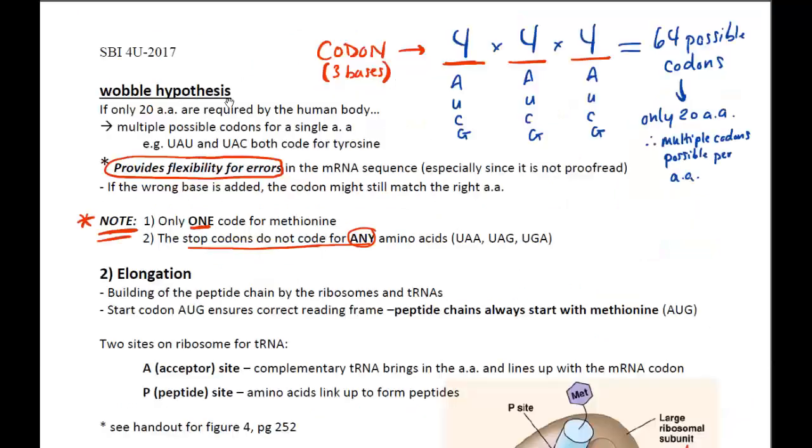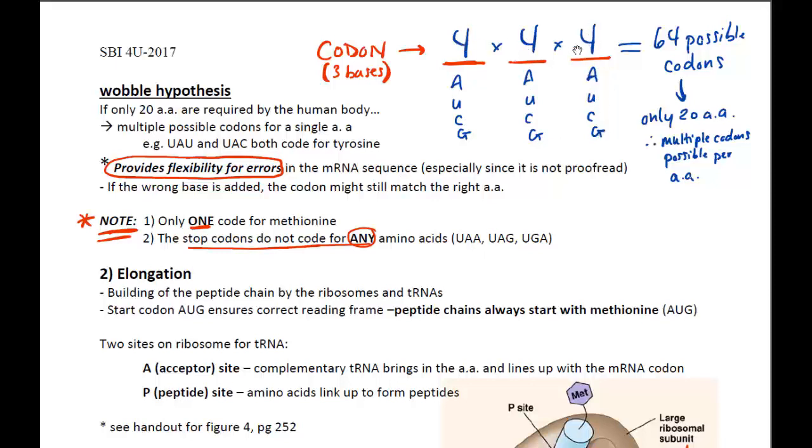Quickly talk about the wobble hypothesis. It's a lowercase w because it's not a person's name. It's just the idea of literally something floating back and forth, wobbling. Okay. Now, there's only 20 amino acids that we require in the human body. But if you look at how many possible codons there are, because there's 3 positions for the bases, you have 4 possible bases in the first position, A, U, C, G. Second position could be A, U, C, or G. Third position could be A, U, C, or G.